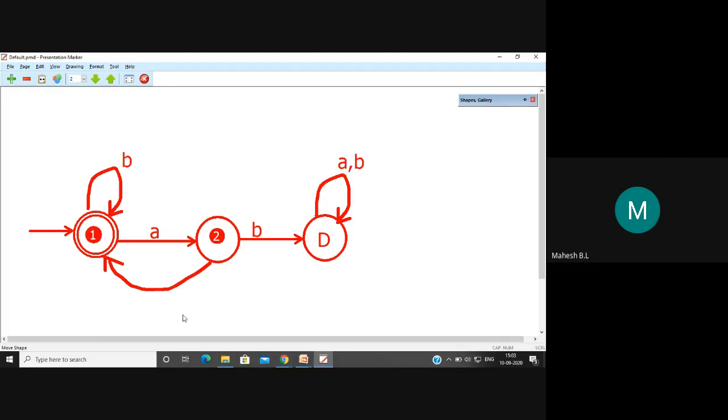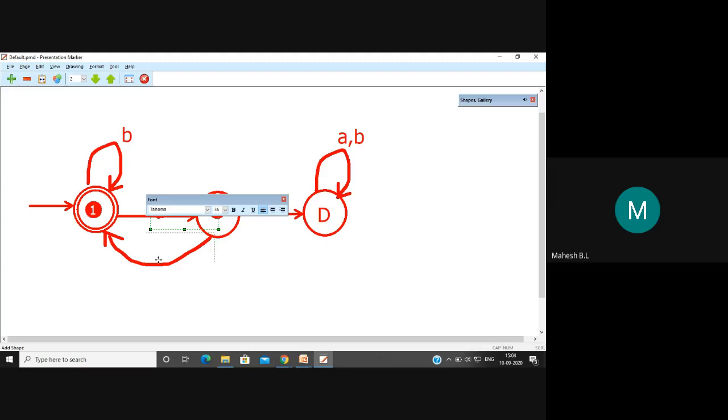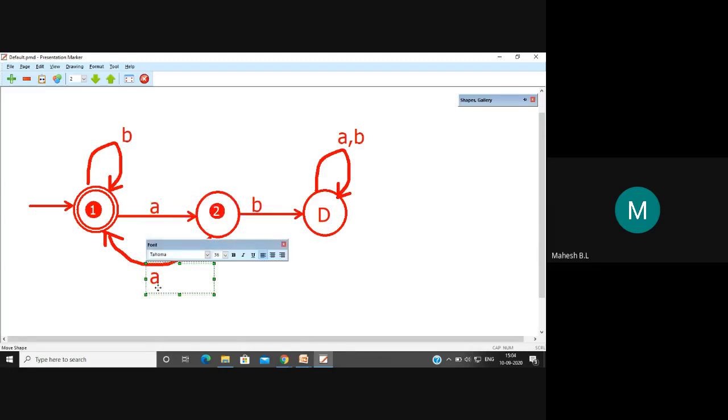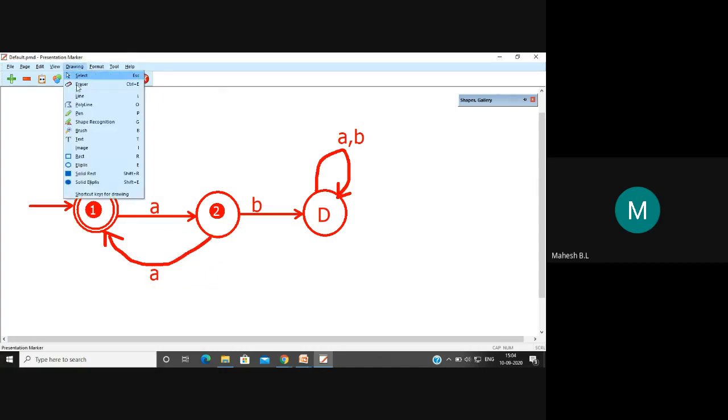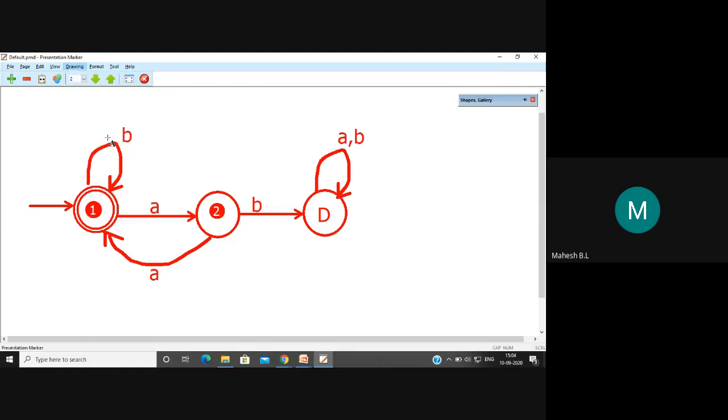Now, can you tell me the label for the transition from 2 to 1? So it should be A. The label for the transition from 2 to 1 is A. Now we'll consider examples so you can clearly understand. We'll consider examples which belong to the language and which don't belong to the language, both.